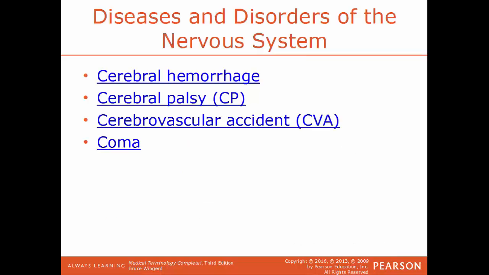So our next term, cerebral hemorrhage. This is where you have bleeding inside of the brain. This is an emergency situation. It's also called a hemorrhagic stroke. Our next term, CP, cerebral palsy.